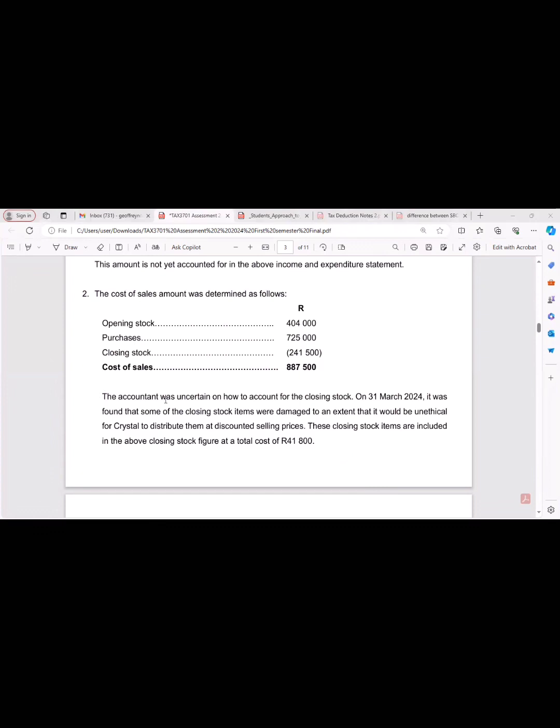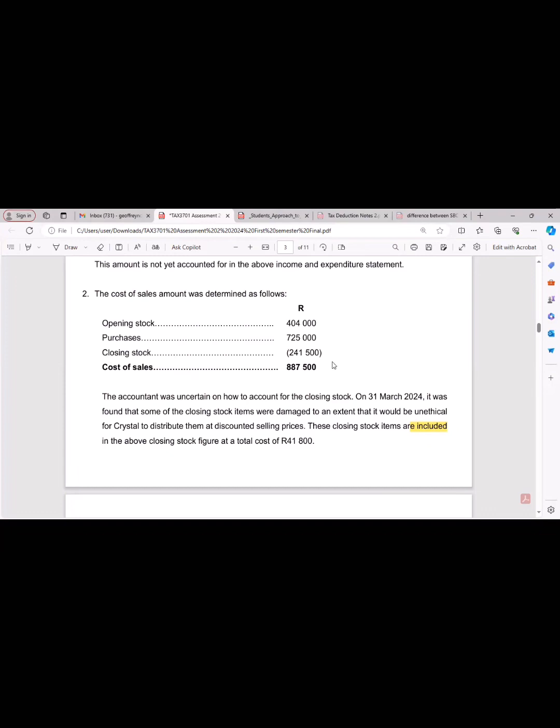Right, then they're saying the accountant was uncertain on how to account for the closing stock. On 31 March 2024, it was found that some of the closing stock items were damaged to the extent that it would be unethical for Crystal to distribute them at a discounted selling price. These closing stock items were included in the above. So this word makes a difference. So this amount is sitting in this 241,500. But SARS is saying that you add back what?